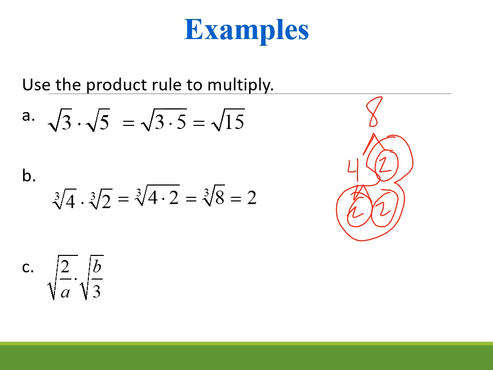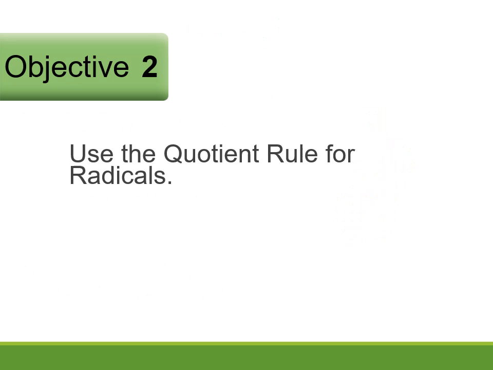Next, we have fractions, some of y'all's least favorite thing, but it's the square root of 2/a times the square root of b/3. And so I'm going to put them under the same root, and I just multiply. 2 times b is 2b, 3 times a is 3a. So I hope that's okay with you.